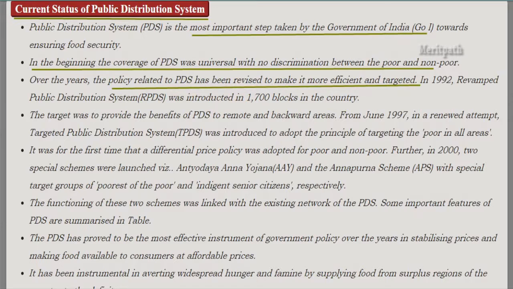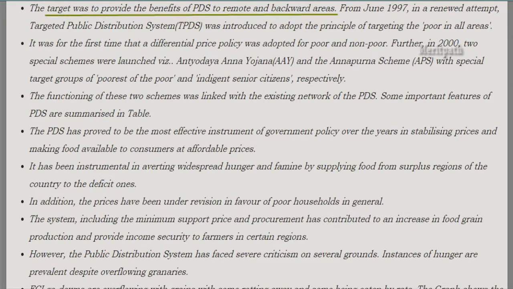So in the year 1992, revamped public distribution system was introduced in 1700 blocks in the country. The target was to provide the benefit of PDS system to remote and backward areas as well. From June 1997, a renewed attempt, that is targeted public distribution system, was introduced to adopt the principle of targeting the poor in all the areas. So for the first time, a differential price policy was adopted for the poor and the non-poor.